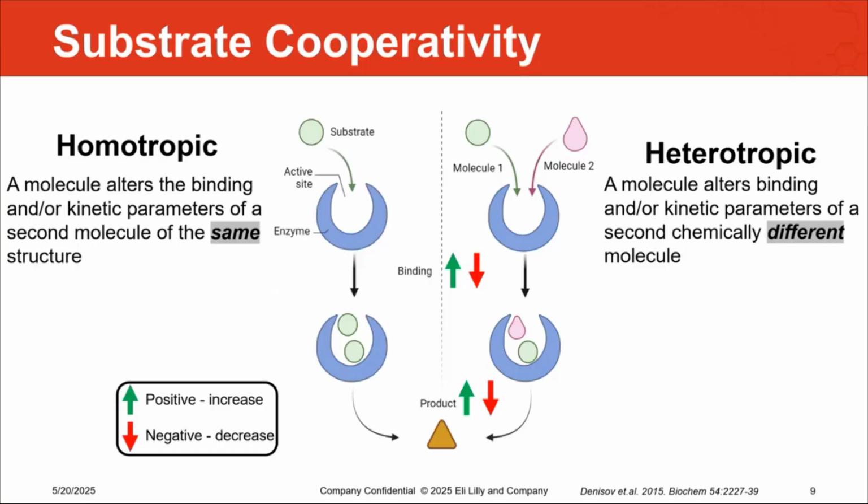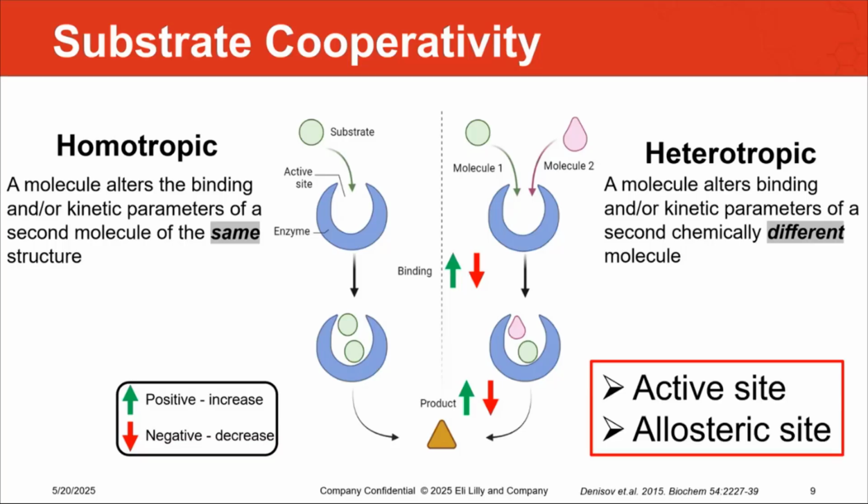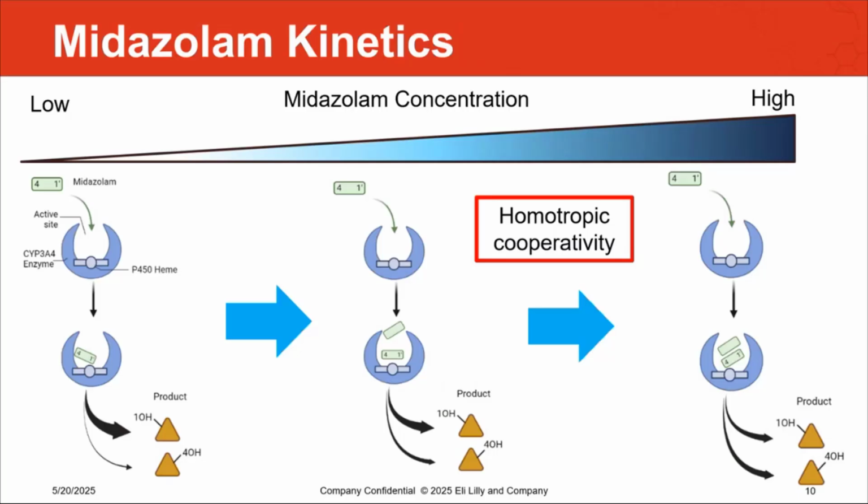Now, there is also what's called homotropic cooperativity, where the same molecule will alter its own binding and kinetics inside an enzyme. And this can both be positive or negative, where you can have increases or decreases in the rates. And this can occur at both the active site, so within the active catalytic site of an enzyme, as well as an allosteric site, which we'll get to in a few slides. Now, for cytochrome P450 3A4, there is the prototypical example of homotropic cooperativity, which is midazolam. Midazolam is metabolized by CYP3A4 to two metabolites, the 1-hydroxymidazolam and the 4-hydroxymidazolam.